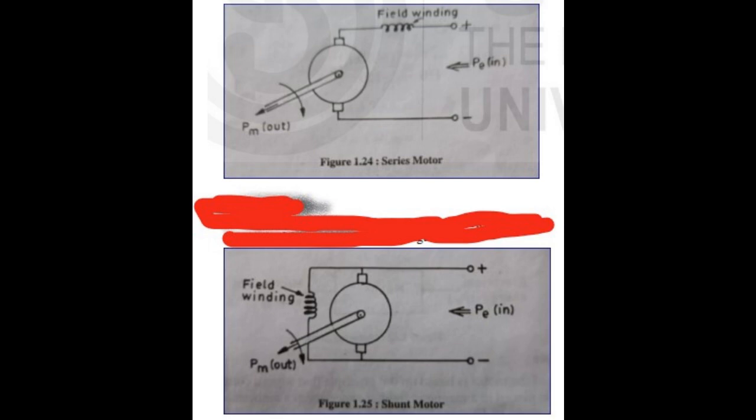B. Shunt motor. In this type of motor the field winding is connected across the armature of the motor as shown in figure 1.25. Application. Shunt motors are used for driving shafting, machine tools, lathes, woodworking machines etc. C. Compound motor. In this type of motor, there are series and shunt field windings as shown in figure 1.26. Look at the screen. Application.